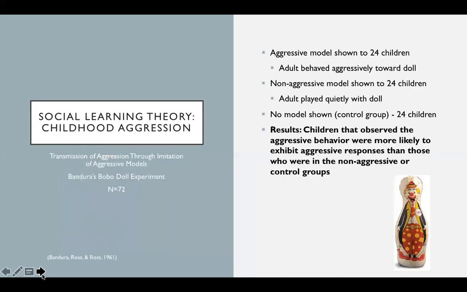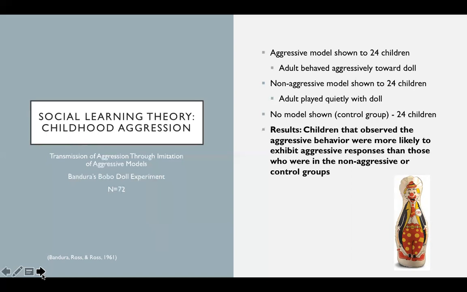The first study that applied social learning theory was conducted by Bandura himself and was on the development of childhood aggression. This study involved exposing a group of children to an adult behaving aggressively towards a clown doll. There was also a non-aggressive model in which the adult played quietly with the doll, as well as a control group with no model shown.